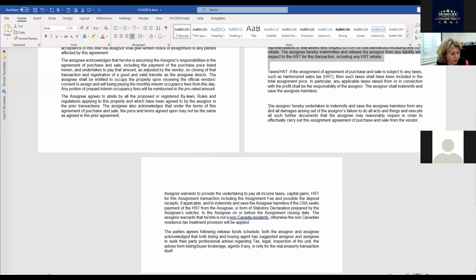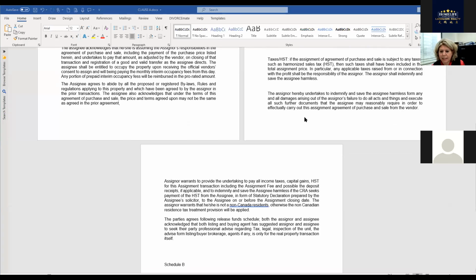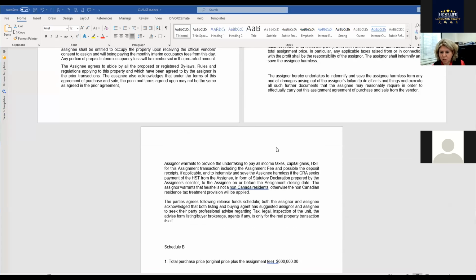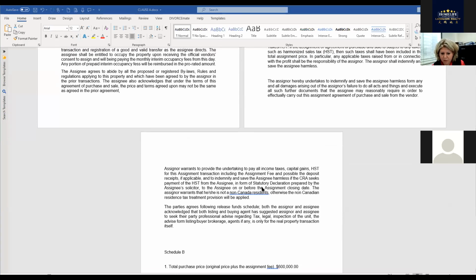Then what is also important is the indemnification agreement, because if I'm the assignor, I want to be sure that I will be indemnified. And then if I'm the assignee, I want to be sure that I will have my indemnification as well.